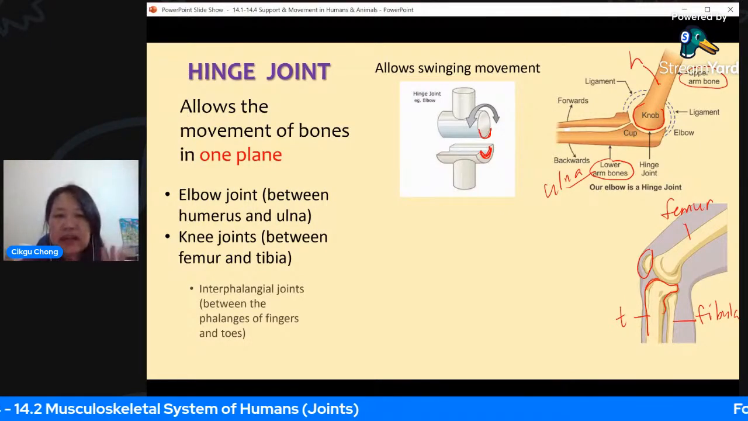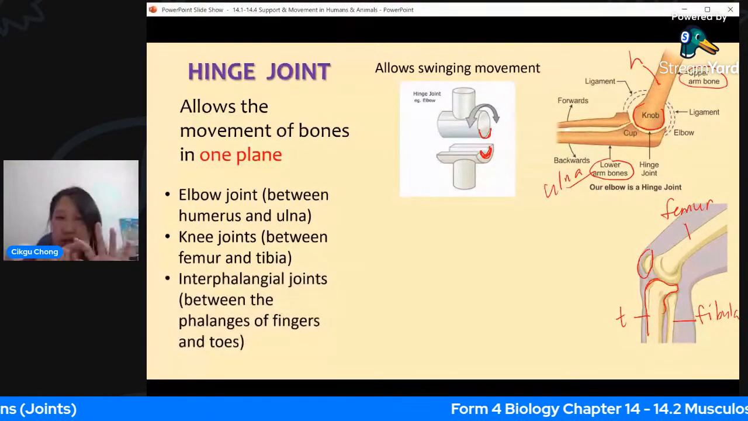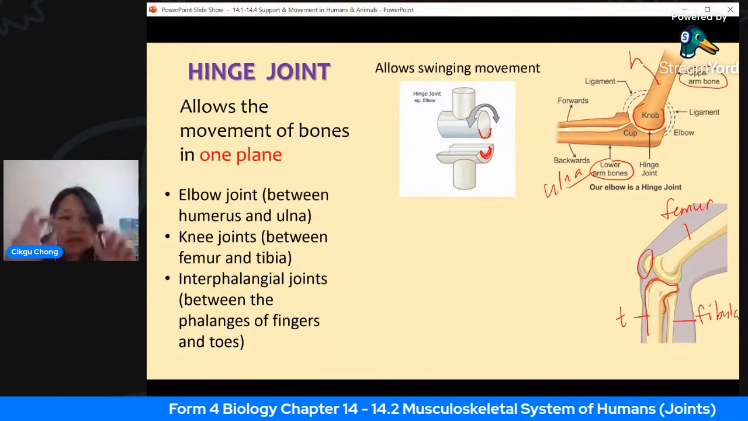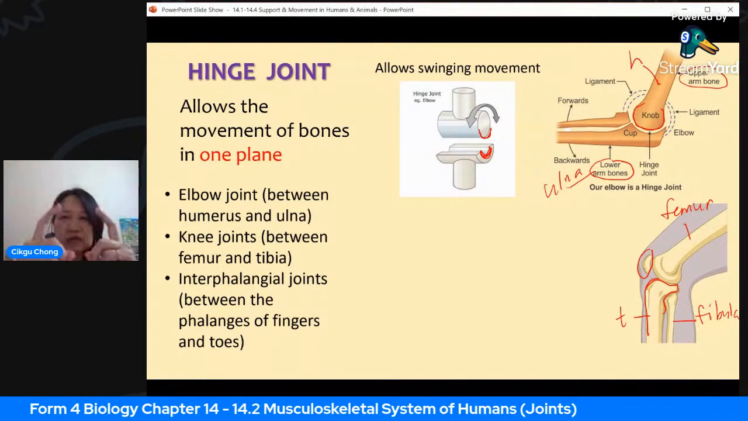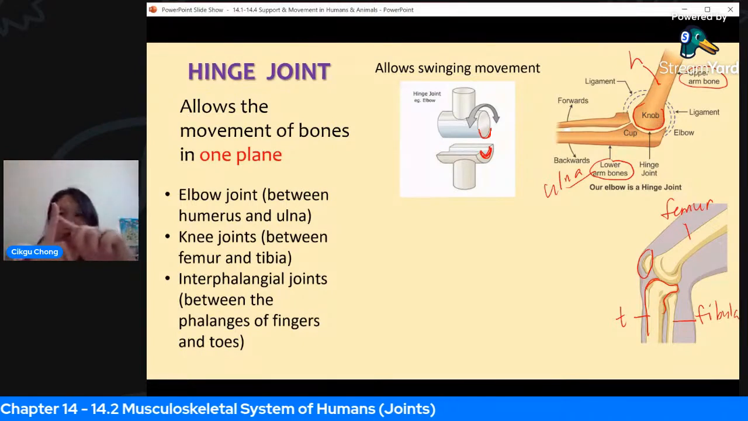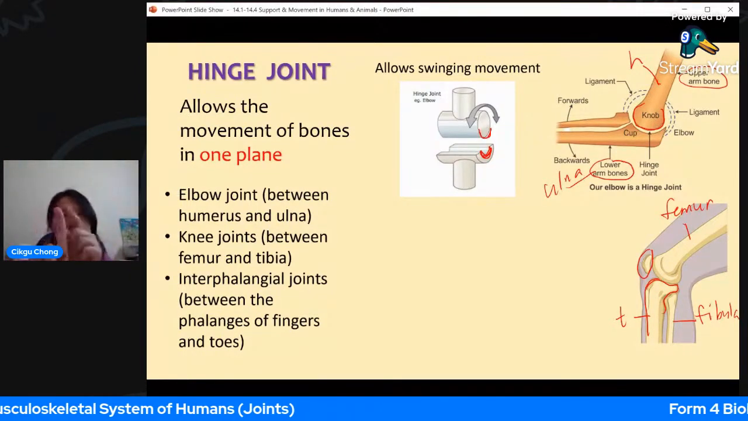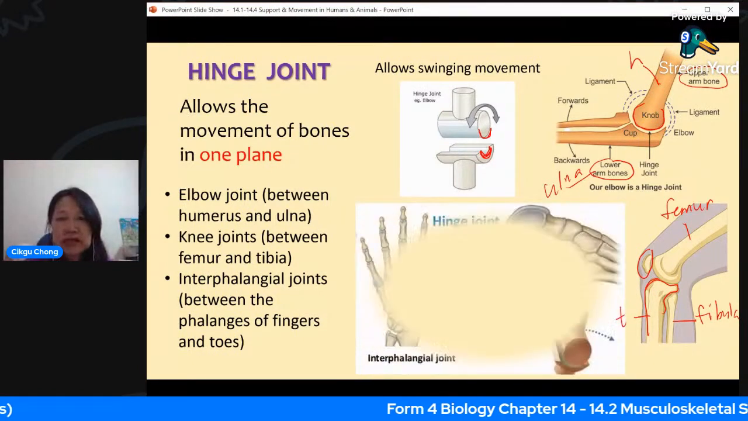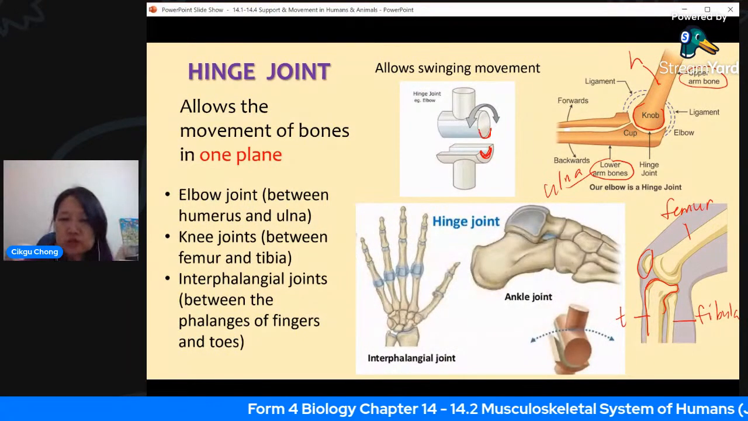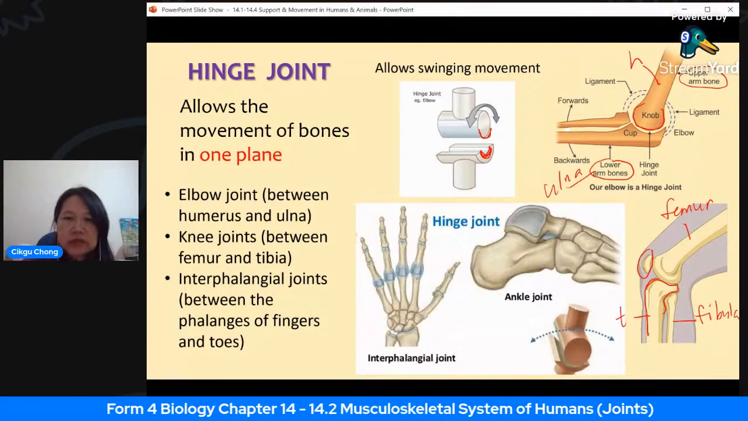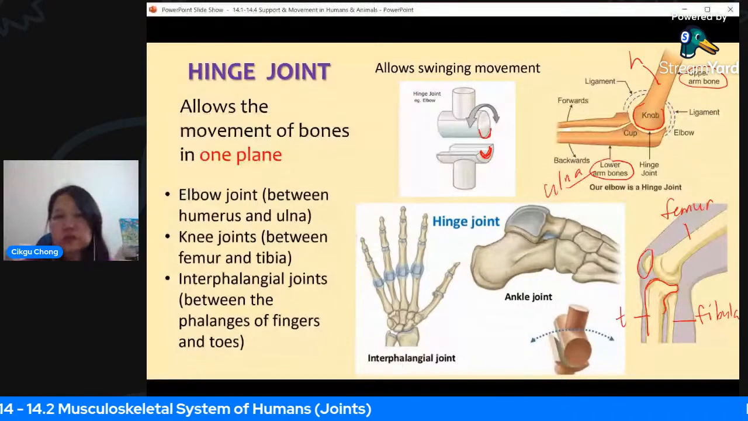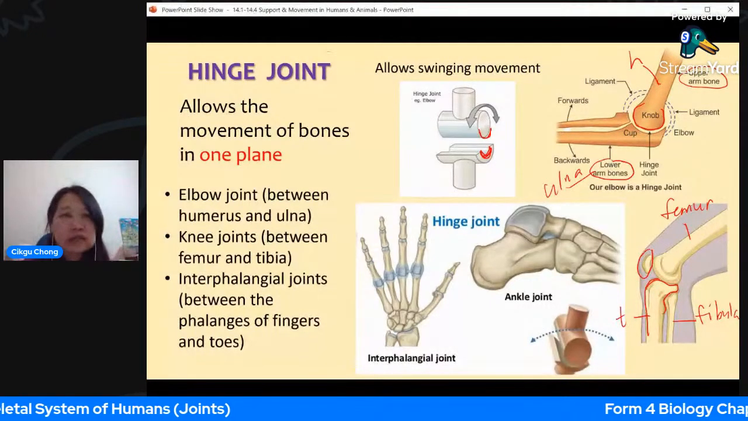Now, interphalangeal joints. These are between the fingers, the phalanges. Remember, you learned that last week. Your phalanges, your fingers and your toes, you're only able to bend in this way. You can't bend it to the side. Can you bend it to the side? It's only one plane. So these are the interphalangeal joints, for your fingers. Your ankle joint is also a hinge joint. Okay, so now we are done with hinge joint.